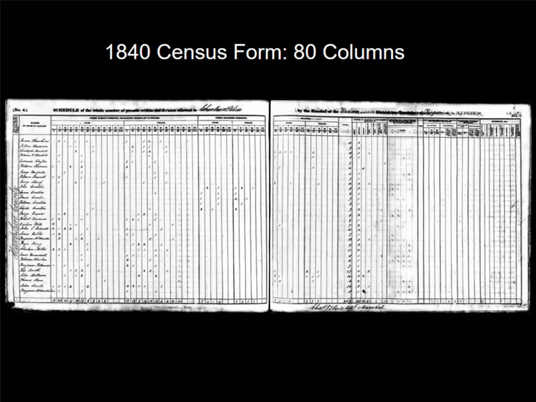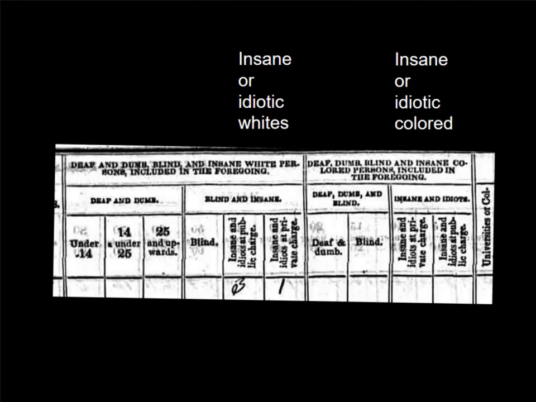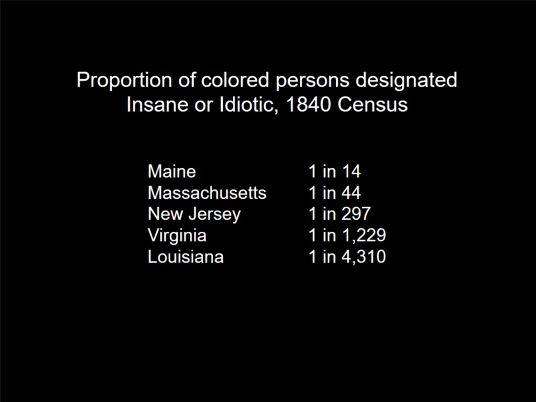So this led to a lot of errors, the most famous of which involved the questions on insanity and idiocy, which led to the downfall of this form of the census. Over there on the far right of the form, there were 2 columns for insane or idiotic whites, and then 2 more columns for insane or idiotic colored people. They distinguish between insane at the public charge and not at the public charge. And at any rate, what was discovered was that the farther you went north, the more insanity there was.